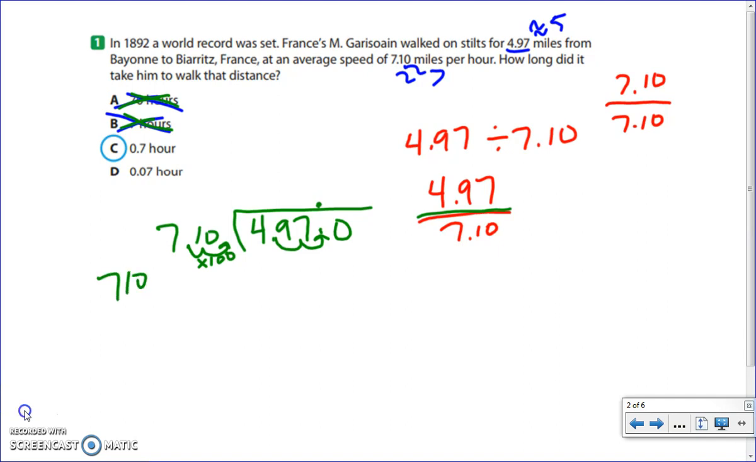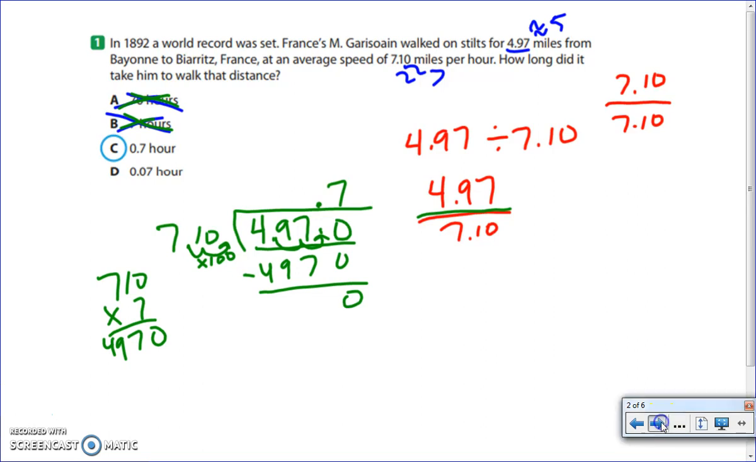If I take 710 times 7, I get 4,970. So because I was looking at this entire part here, I'm going to put the 7 above. There is no remainder. So I know that 0.7 or 7/10 would be the correct choice, which is indicated on number 1 by circling answer C.